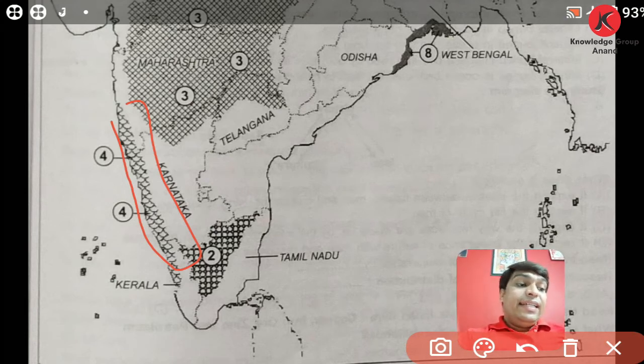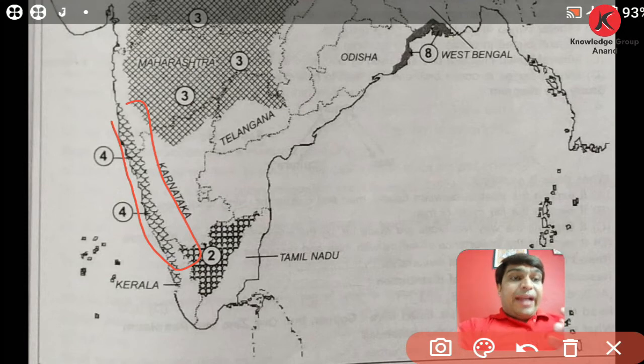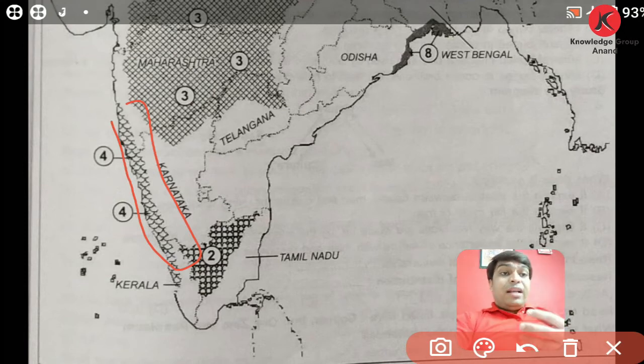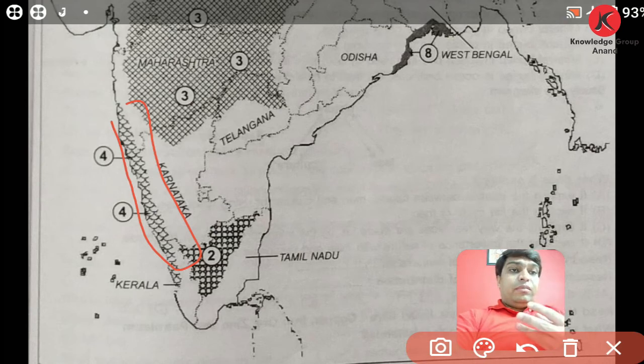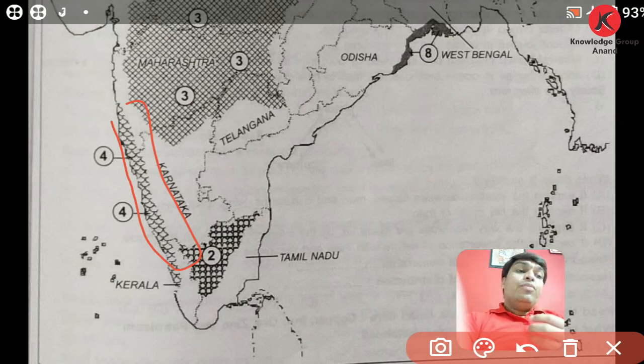The soil is red in color due to the presence of iron oxide in it. When this soil becomes wet, what happens? It becomes very smooth like butter, so it is very hard for the farmers to plow this land. It becomes smooth like butter, and when it dries up, it becomes very hard.